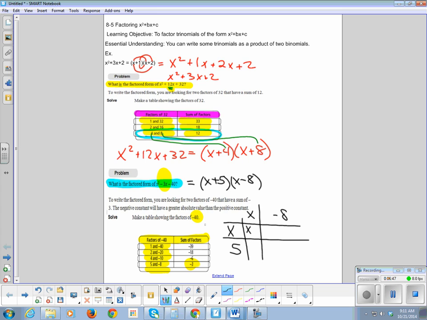X times x is x squared. X times negative 8 is negative 8x. 5 times x is 5x. And 5 times negative 8 is negative 40. Write them all together. X squared minus 8x plus 5x minus 40. You get x squared minus 3x minus 40. That checks out with our original problem.